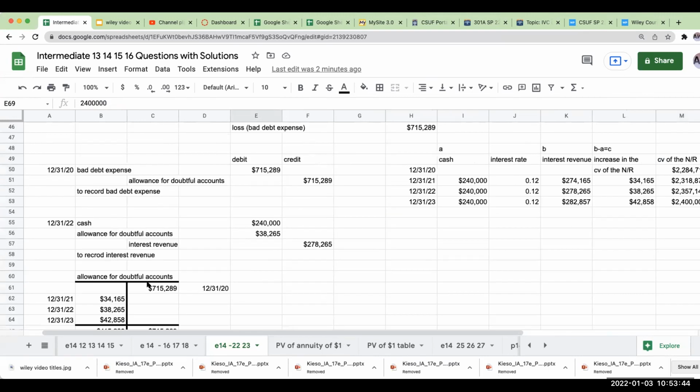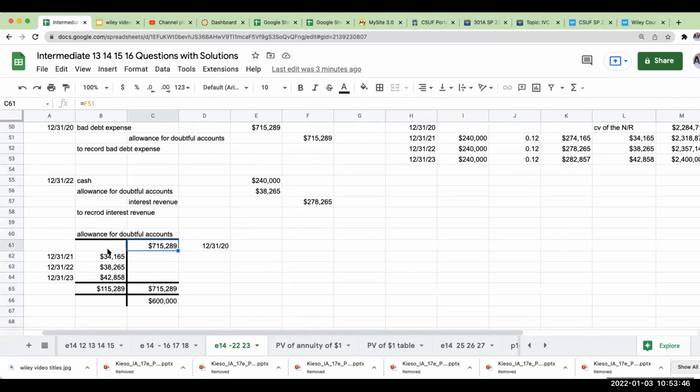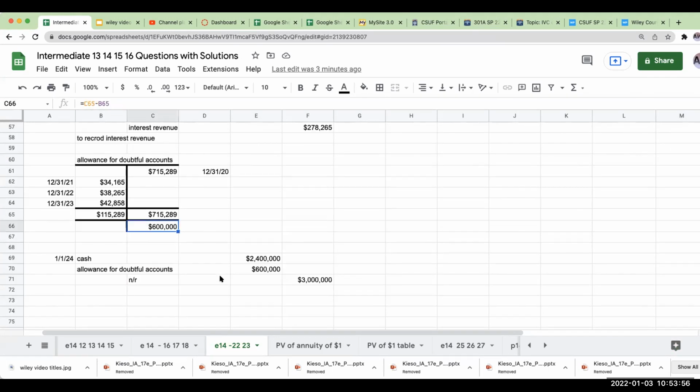However, if I look at the allowance for doubtful accounts, I started with this $715,289. And I amortize this for the interest revenue by 34, 38, and 42. And now my final write-off is happening over here because once this loan is paid off, the loss is essentially, it's not a recovery of an amount previously written off, but a final write-off. So I'm going to be debiting the allowance for doubtful accounts because this should no longer be in here. And I'm crediting notes receivable over here.